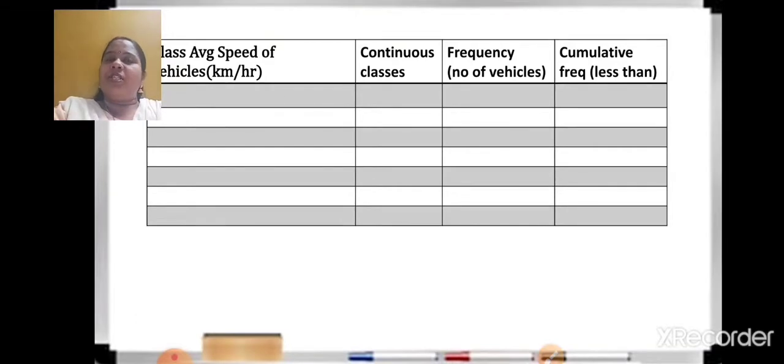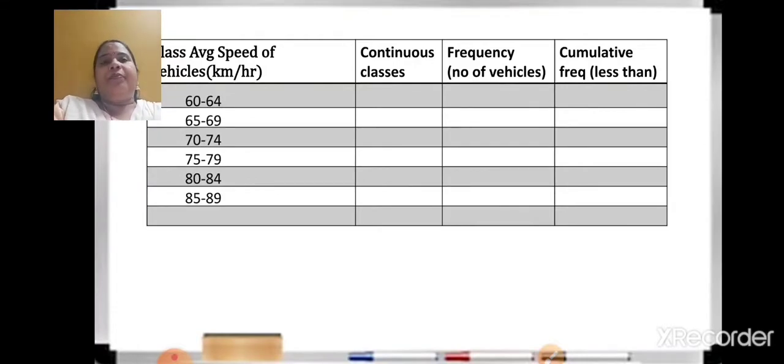Yes, so this is a table that we require in order to find the median: class, and one extra column that we have not used in the previous sum because it had continuous classes. If it is not continuous, this extra column of continuous classes has to be added, along with frequency and cumulative frequency. I hope you remember these columns. Okay, so let's see the class intervals. This is what is given.